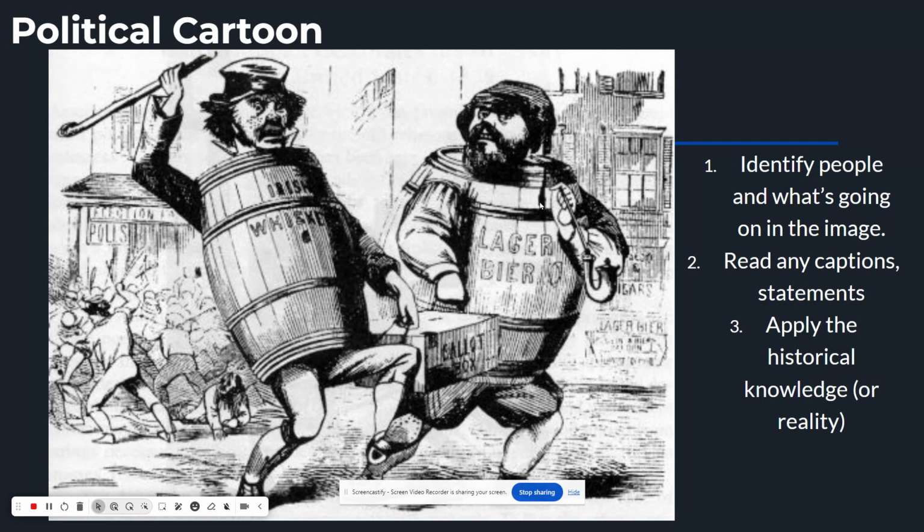This is a famous political cartoon. I want you to pause this video and first identify the people and what's going on. Make sure you read any captions and then apply your historical knowledge.